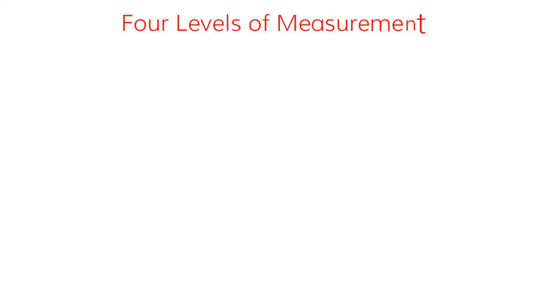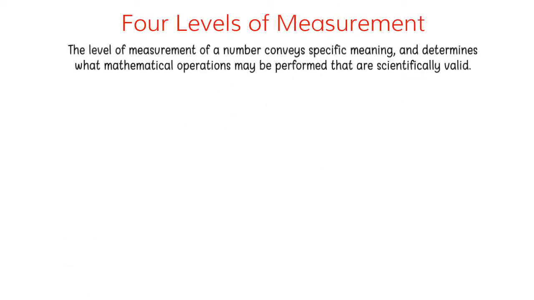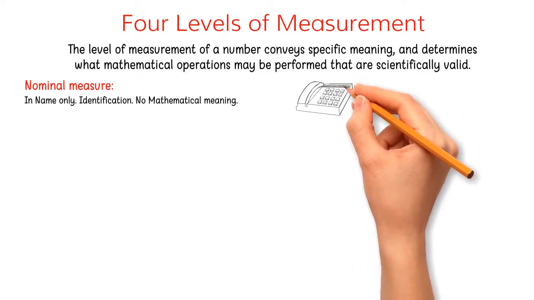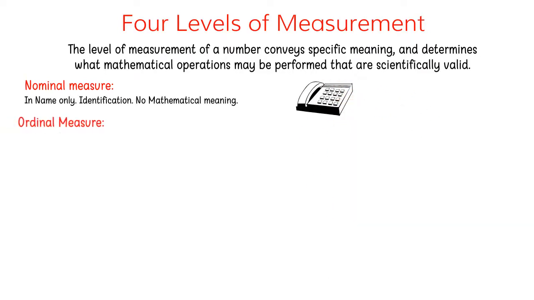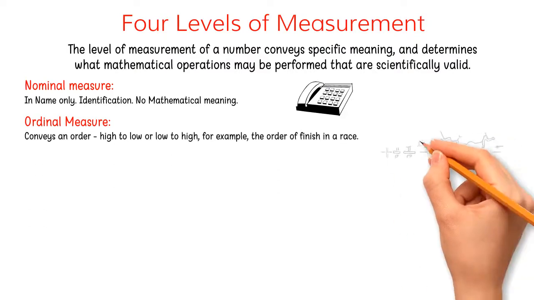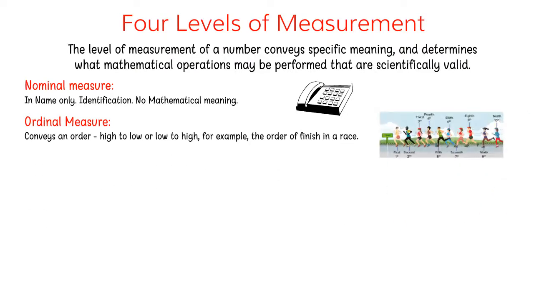4 levels of measurement. The level of measurement of a number conveys specific meaning and determines what mathematical operations may be performed that are scientifically valid. Nominal measure. In name only. Identification. No mathematical meaning. Ordinal measure. Conveys an order, high to low or low to high, for example, the order of finish in a race. Intervals have no meaning.